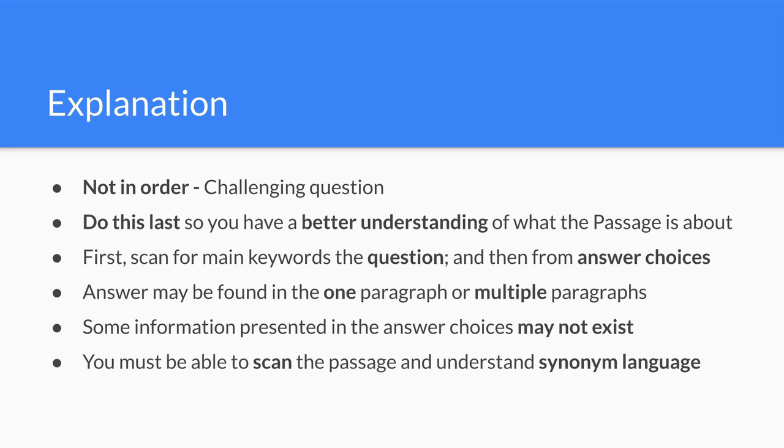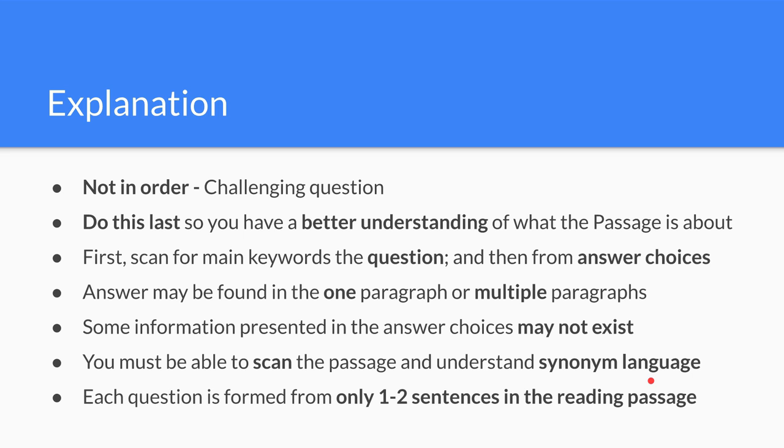Next, you must be able to scan the passage. We've talked about this for every question type that we've discussed so far. This is an absolutely essential skill to getting a high score on the reading section. So you have to be able to scan the passage, and you have to be able to understand synonym language. Lastly, just like every other question type, this question is also going to be formed from only 1 to 2 sentences in the reading passage.